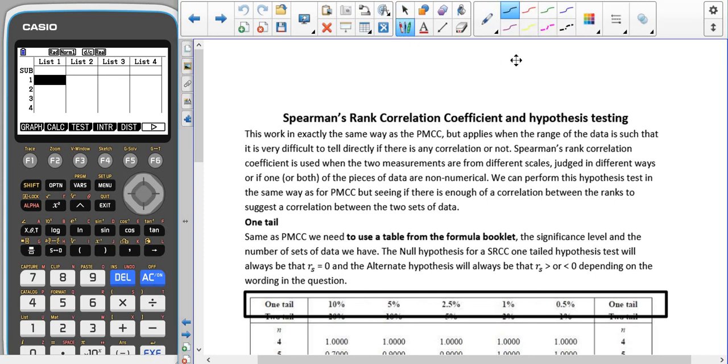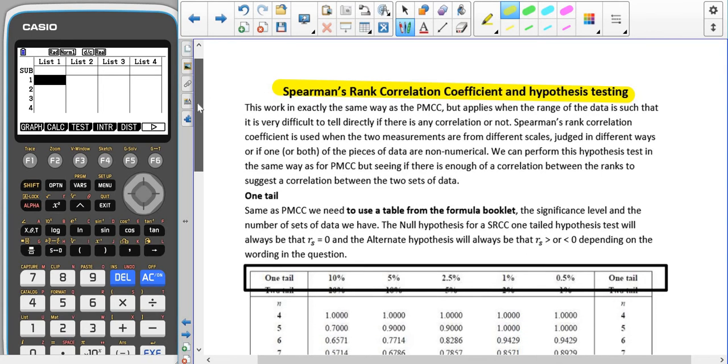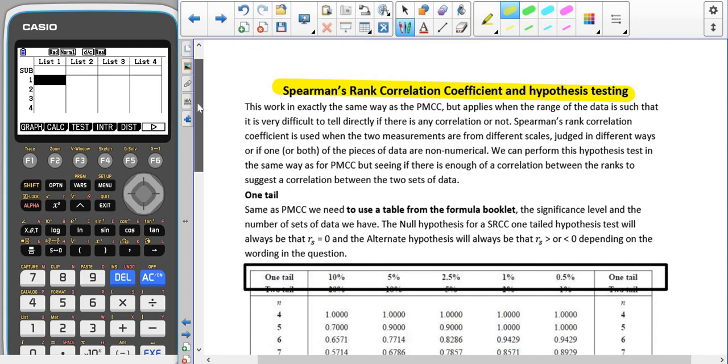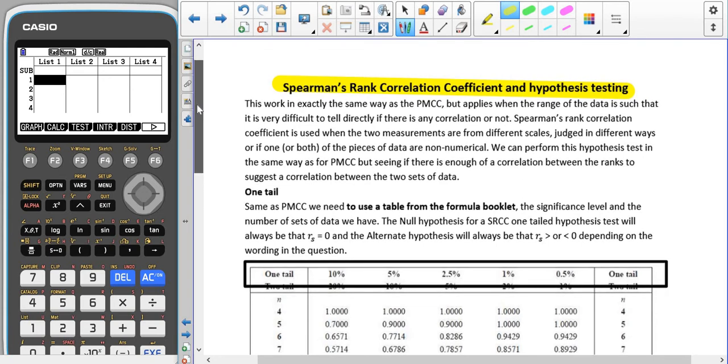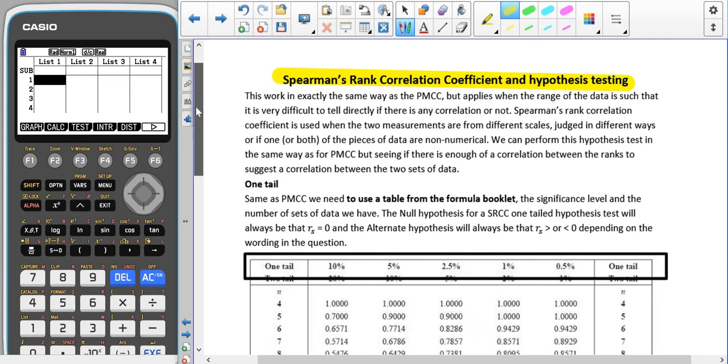So now we're going to move on to the second measure of correlation, which is Spearman's rank correlation coefficient. This is similar to PMCC in the fact that it measures correlation, but we usually use it when the range of data is different, so correlation isn't as obvious.